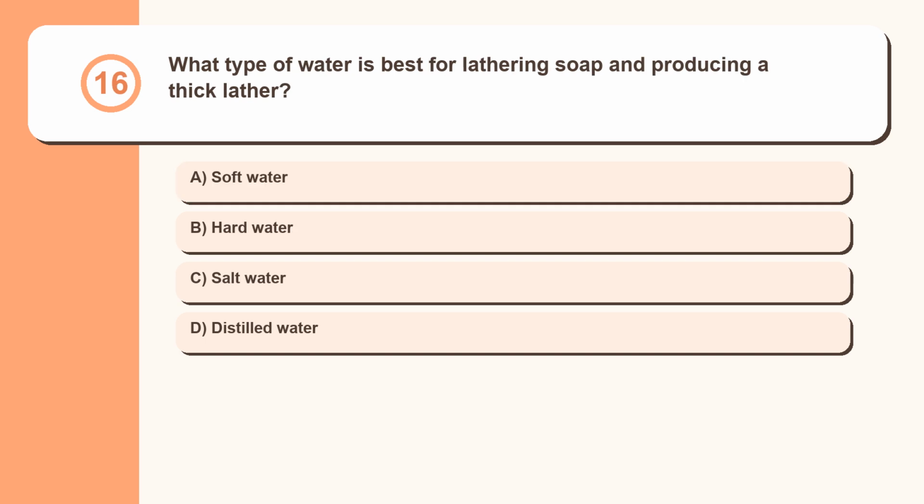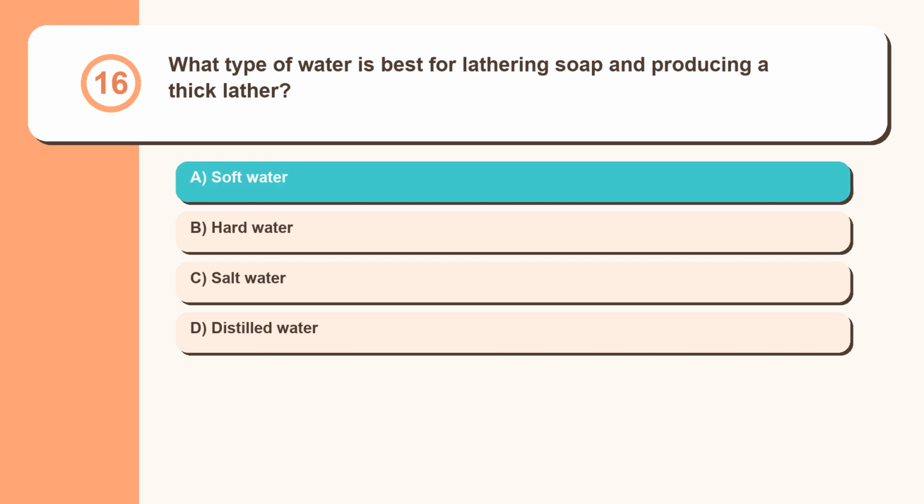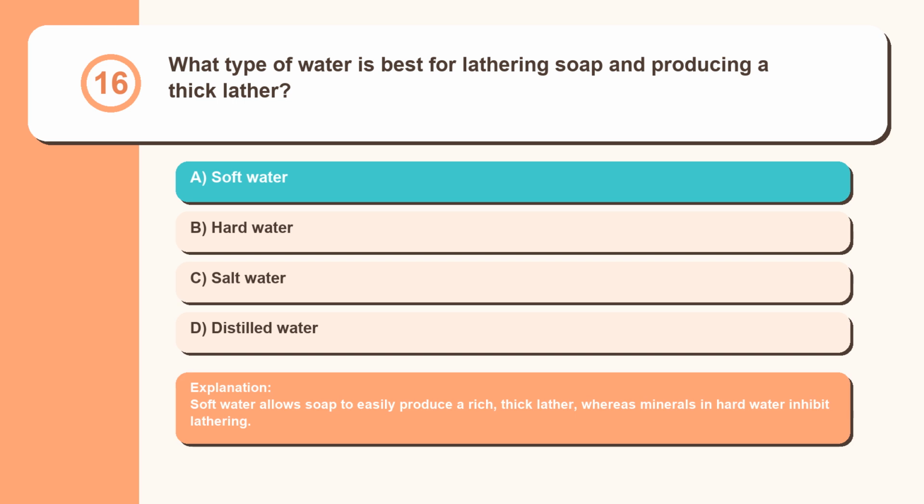Question 16. What type of water is best for lathering soap and producing a thick lather? Soft water, hard water, salt water, distilled water. Soft water allows soap to easily produce a rich, thick lather, whereas minerals in hard water inhibit lathering.